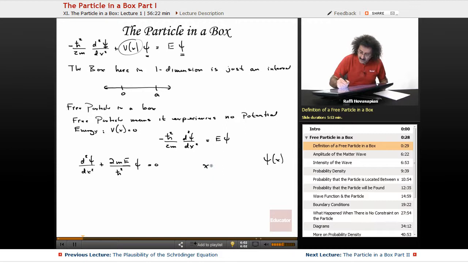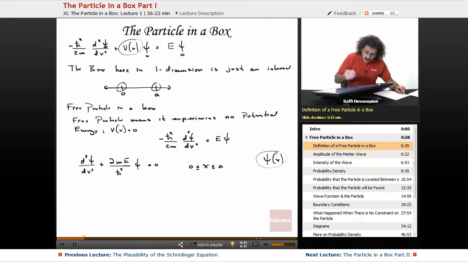And again, we have to specify x is between 0 and a. Those are its constraints. It can only be between here and here. We're putting the constraints on it. Okay, so now the question is, how can we interpret this psi?